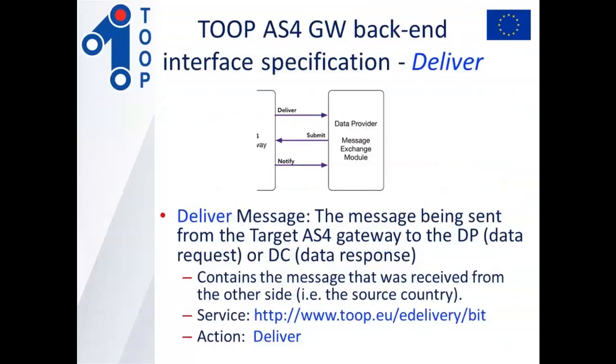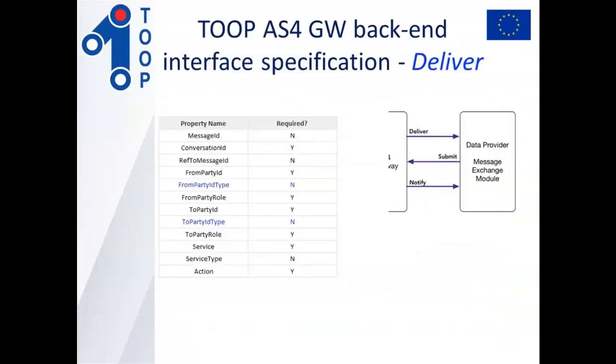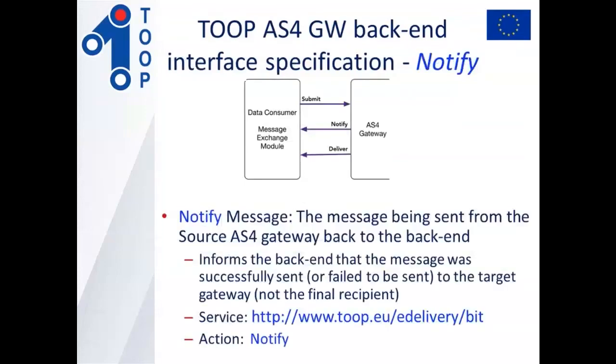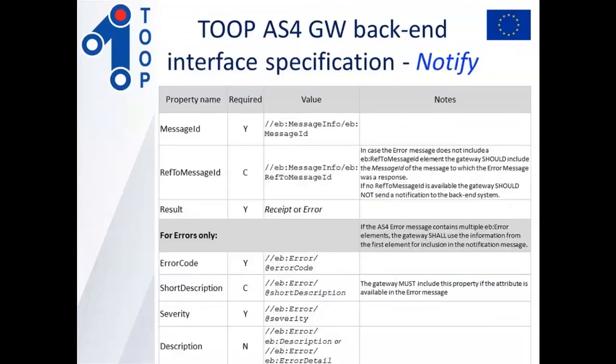The same for deliver on the other side, from C3 to C4. So the message is sent from the target gateway to the data provider. And these are the actual message properties that you need to have. And then the notification: we must have a notification when a delivery is successful from corner 2 to corner 3. And this is another AS4 message that goes from corner 2 to corner 1. All those things, the messages, the transactions, the actions, and the services, you can find through the link provided in our first slides.